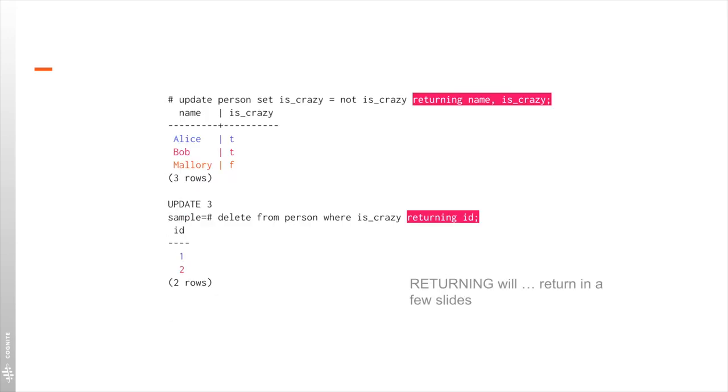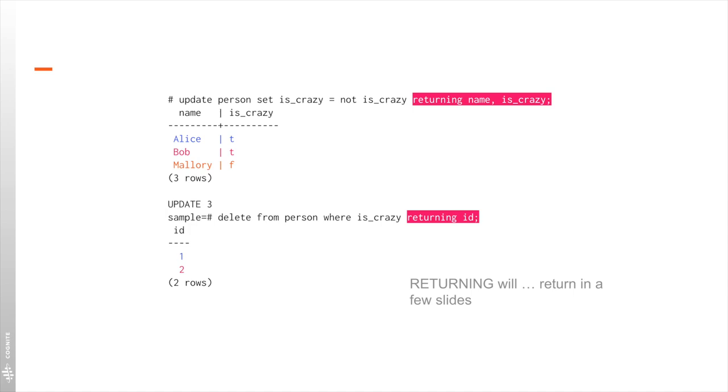But update and delete can have returning as well. And here is an example where two particular columns are returned for whatever we did update. And in the last example, the returning is just returning the ID of whatever we just deleted. And we'll return to returning in a few slides.